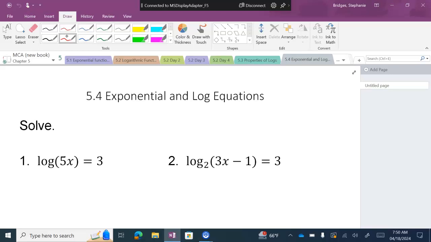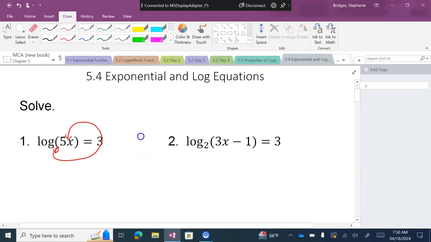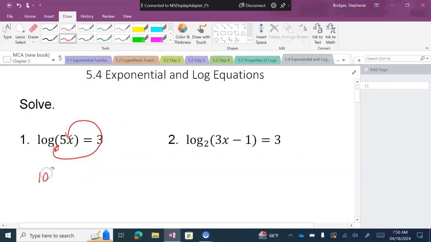So the second step is to take it to exponential. Here's my question. Where's the base? It's not written, is it? What is it if it's not written? 10. Okay, so remember that. We're going to take it to exponential. So it is going to be 10 to the third power equals that entire argument. 10 to the third equals the whole thing in parentheses, the 5x.